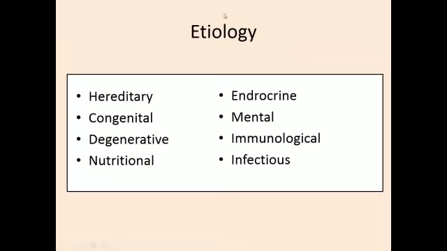Next up, etiology. Etiology is the study of a cause of disease. Diseases can be caused by hereditary conditions, congenital conditions, or things that you are born with, degenerative conditions. Most of these are age. Nutritional, in other words, if you're malnourished, you can develop a disease. Endocrine, think diabetes. Mental, immunological, think autoimmune diseases. And infectious, in other words, we have a microbe coming in, establishing an infection, and causing a disease.